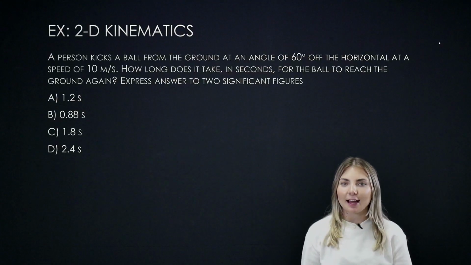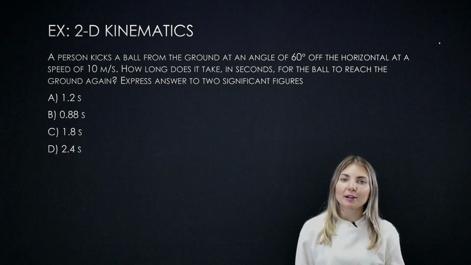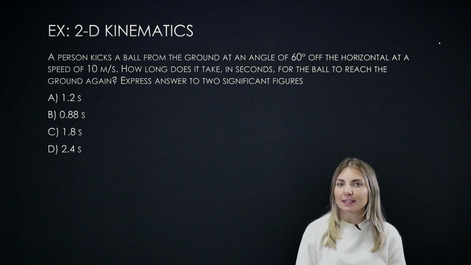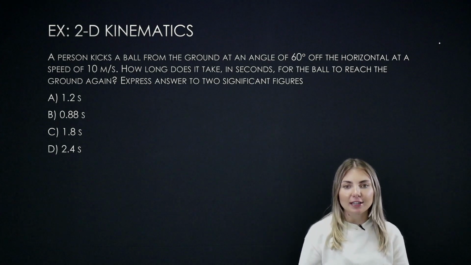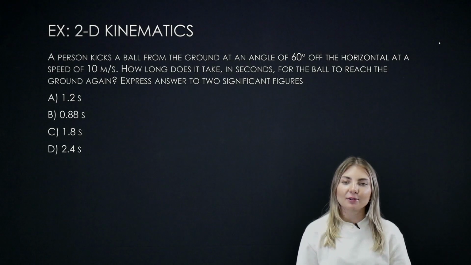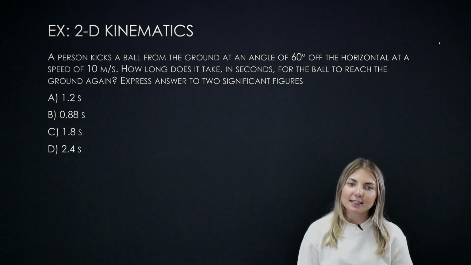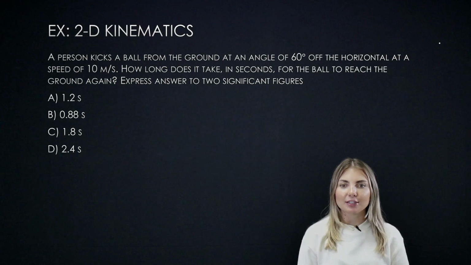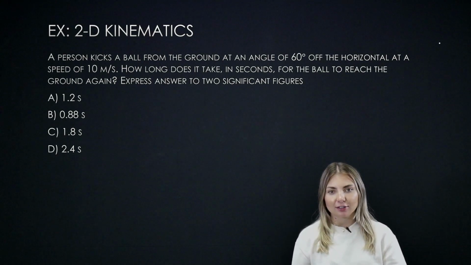Now we're going to apply what we went over regarding the left-hand rule with trigonometry to a question that you could see on the MCAT, specifically a 2D kinematics question. So here we have a person who kicks a ball from the ground at an angle of 60 degrees off the horizontal at a speed of 10 meters per second. How long does it take in seconds for the ball to reach the ground again? Express your answer to 2 significant figures.